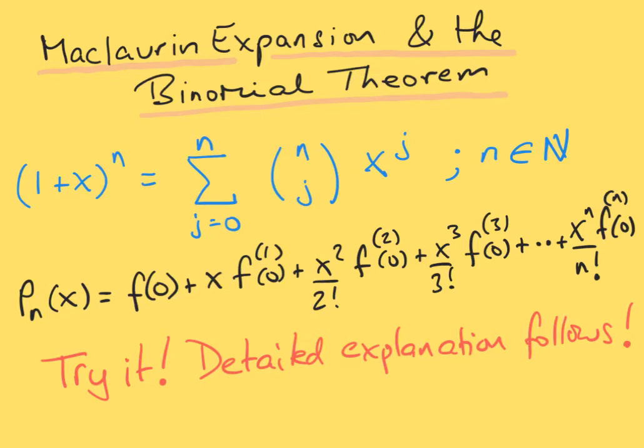This is a polynomial. You expand this, it's going to be a polynomial. The highest term is x to the n. It's a polynomial of degree n. This is the Maclaurin formula. And for a polynomial of degree n, we're going to stop here. So it's the function evaluated at 0 plus x times the first derivative of the function evaluated at 0 plus x squared over 2 factorial times the second derivative of the function evaluated at 0, etc.